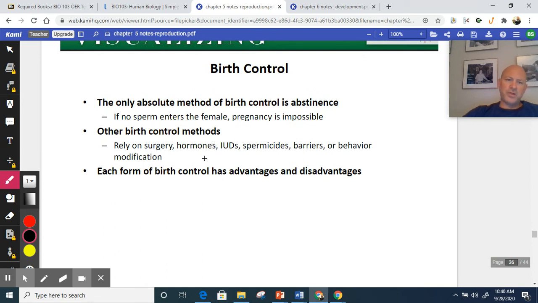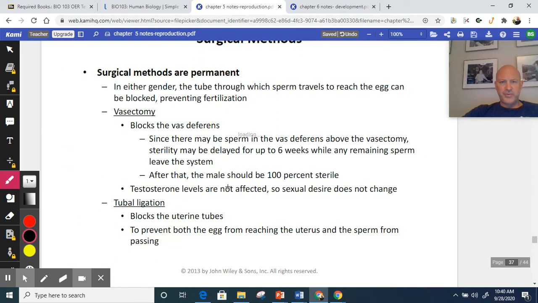Birth control: there's only one truly effective method of birth control, and that is abstinence. However, there are other birth control methods. There are surgical methods, methods that use hormones, IUDs, spermicides, barriers, or just modifying behaviors. Each comes with its advantages and disadvantages. When we're talking about surgical methods in males, that includes vasectomy.